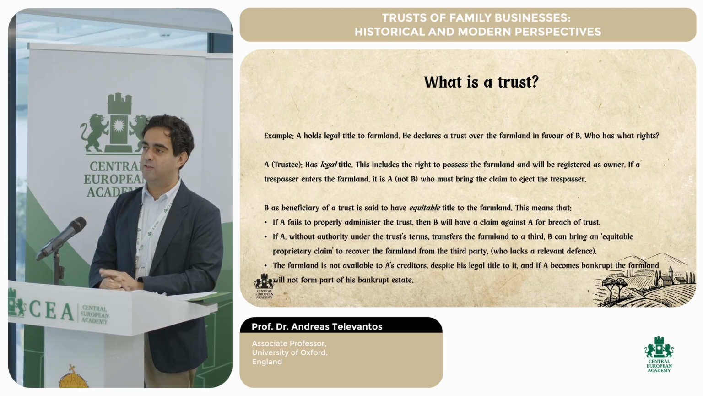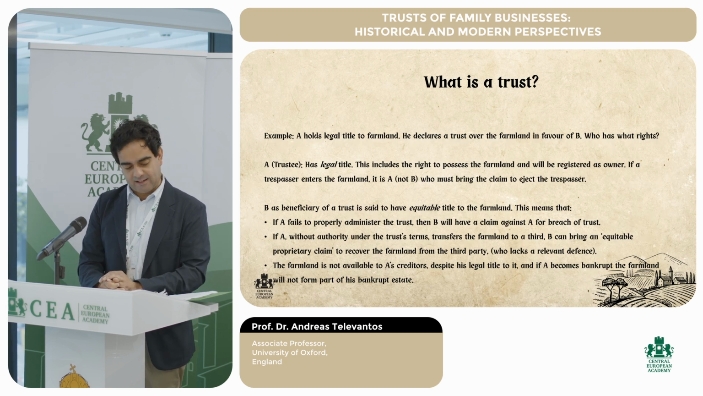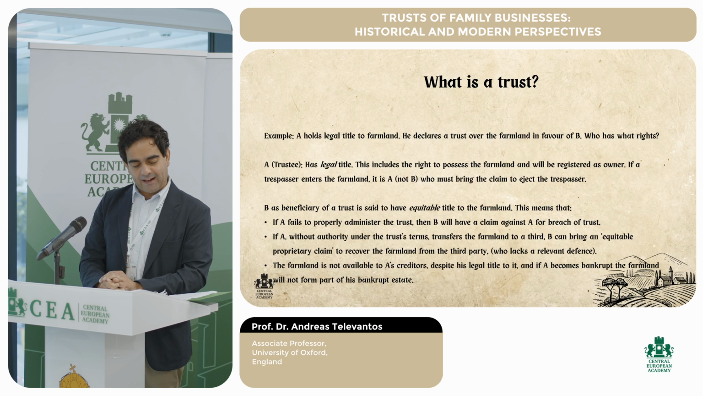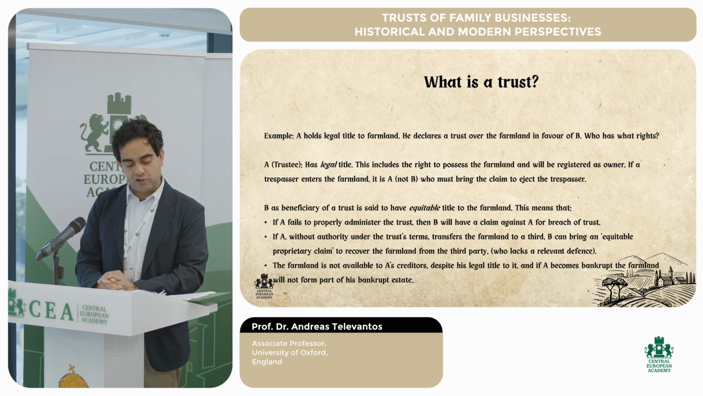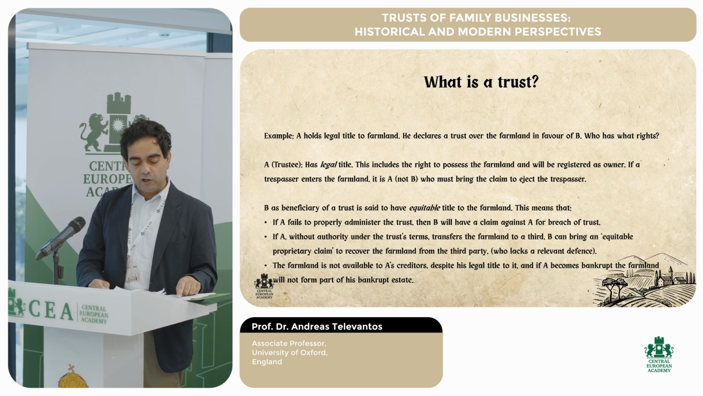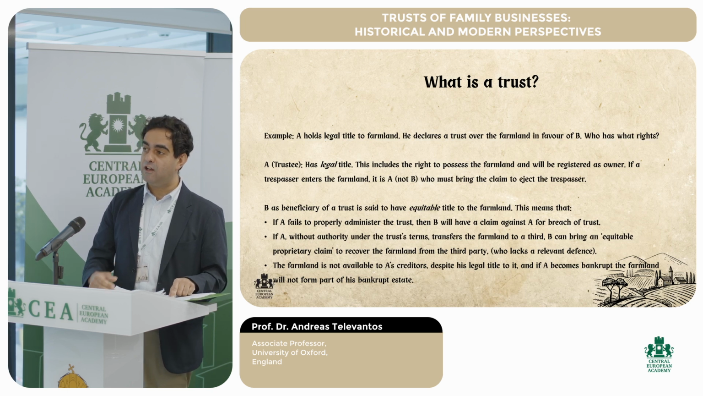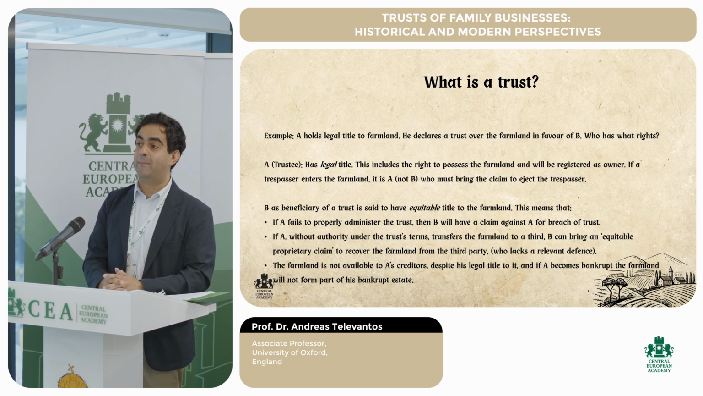Who has what rights in this case? Well, the split we get is one that isn't, I think, intuitive to someone coming from a civilian mindset. So on these facts, A here, the trustee, has the legal title to the farmland. That is to say, the rights to the farmland that were historically recognised by the courts of common law. Crucially, this includes the right to possess the farmland. And today, it is A who would be registered as the owner of the farmland in the National Land Registry.